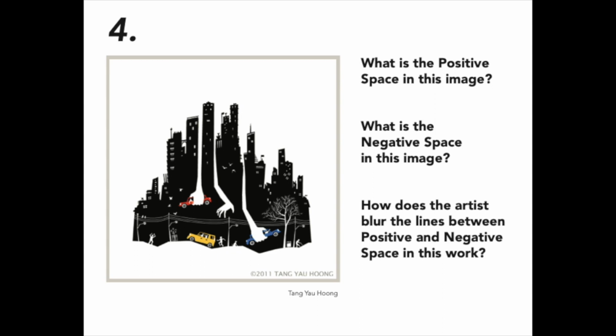However, this artist blurs the lines between positive and negative space by using that white space between the buildings to create arms of hands that are reaching into the rest of the artwork. This artist does an exceptional job of manipulating this space to create interesting things for the viewer to observe.